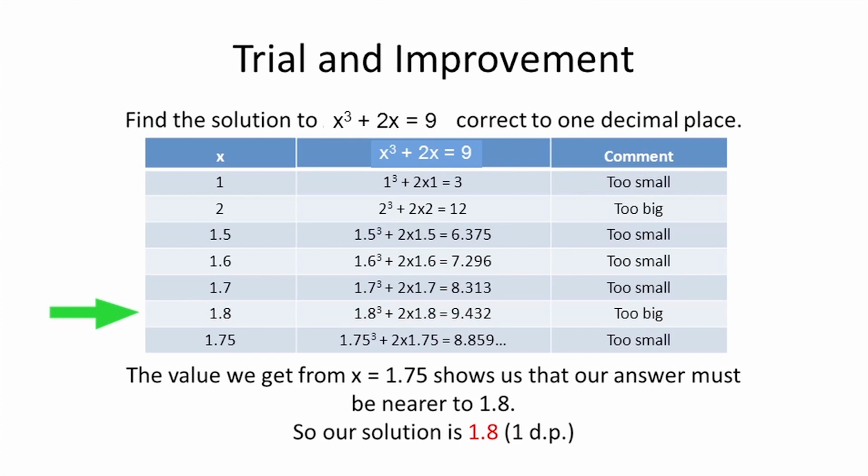We've gone over the 9. So we now know it's between 1.7 and 1.8. We're going to substitute in 1.75 because this is going to show us which one it's nearer to, whether it's nearer to 1.7 or nearer to 1.8. Now you see when we put 1.75 in, it gives us an answer of 8.859, which whilst it's too small, tells us that our answer must be nearer to 1.8. Remember, the question said it only wants your answer correct to 1 decimal place. So 1.8 will be our final solution.